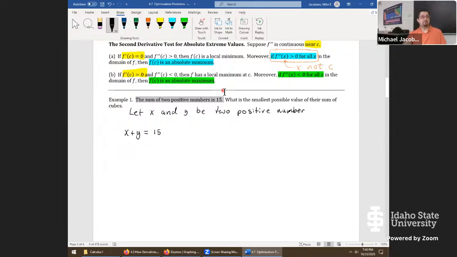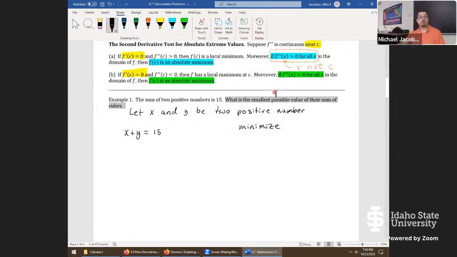So we're done with that sentence. We can't do anything further with it. And so now we go to this sentence. It's asking, what is the smallest possible value of their sum of cubes? In other words, we're trying to minimize a function. Let's say that right here. Minimize.